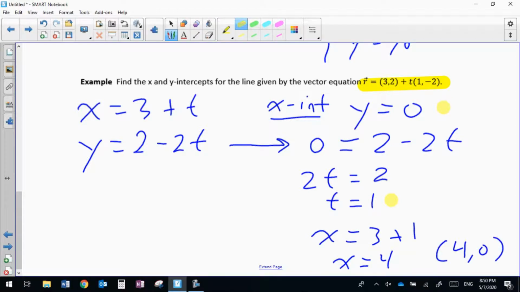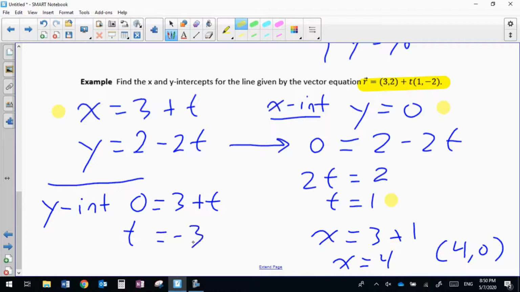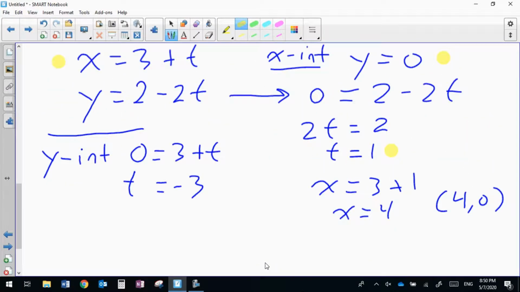If you want to find, of course, the y-intercept, you can do that. The y-intercept is when x equals 0. So when does 0 equal 3 plus t? Using that equation right there, that happens when t equals -3. Well, if t is equal to -3, then y would be equal to 2 subtract 2 times -3, which is 2 plus 6, y equals 8. So we have a y-intercept at 0, 8.